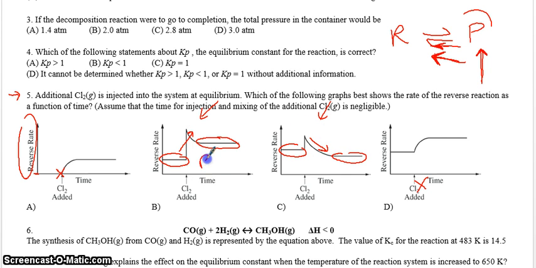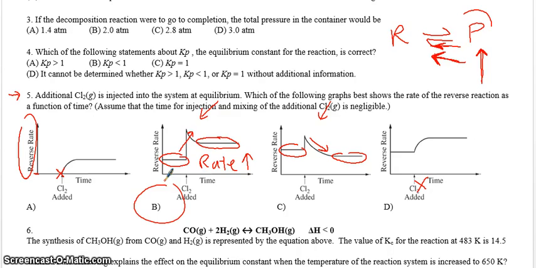The rate will go up because eventually you've added more product and the system will shift to the left to remove the product. This is Le Chatelier's principle, but it will not be able to remove all the product. And that's why B is the best answer.